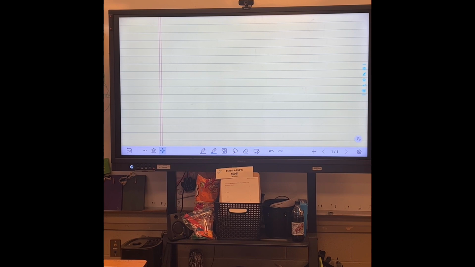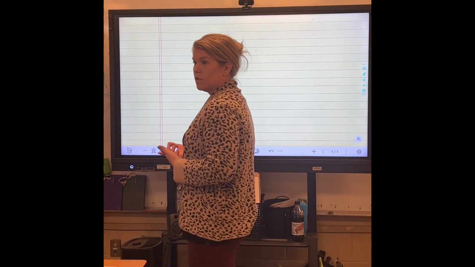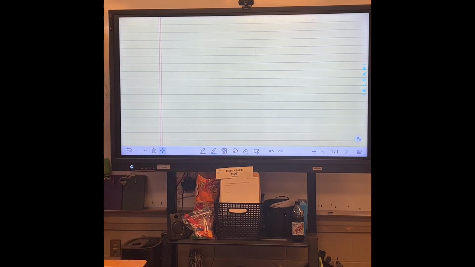More than one. Very good. More than one factor pair, or more than two factors. Good. What is the top number called in a fraction? Numerator. What's the bottom number called? Denominator. What is the denominator? The total.